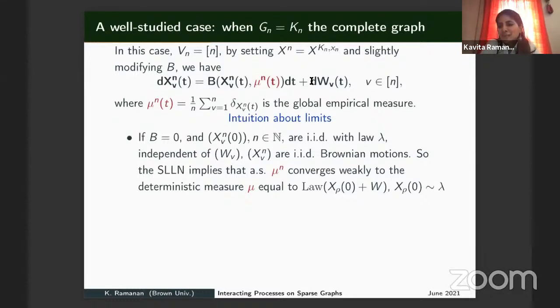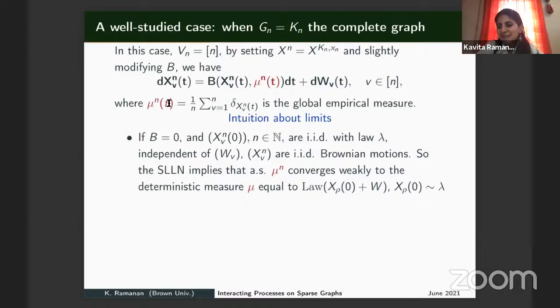So let's try to see some intuition. Of course, many of you may know what the limits here are, but just to keep everybody on the same page, let's try to get some intuition about what limits might exist here. So if B is equal to 0, of course, we're in a very happy state. If we assume all the initial conditions are IID, then if you look at this global empirical measure, each of these is just a Brownian motion starting at some random IID initial condition. So you have independent Brownian motions.